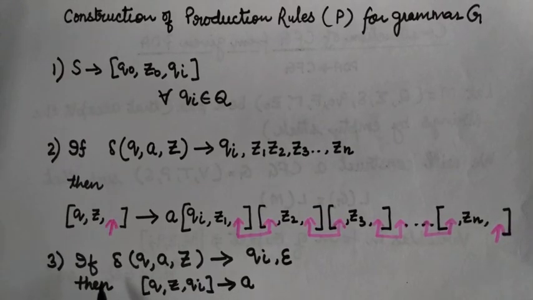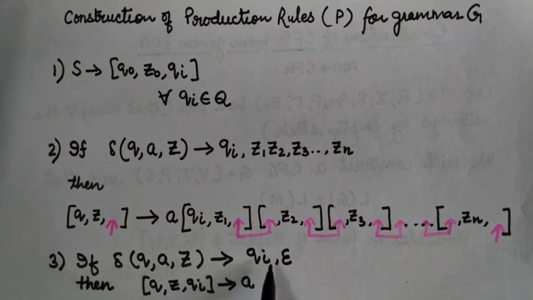And if the transition rule is of this form, like Q A Z to Qi epsilon, that means we are doing a pop operation. We are just removing this Z from the top of the stack. Then this production rule will correspond to this transition rule. So we will write Q here, we will write this stack symbol Z here, and now this state will be written here, and this input symbol will be written here. So corresponding to this transition rule, this production rule will be there.